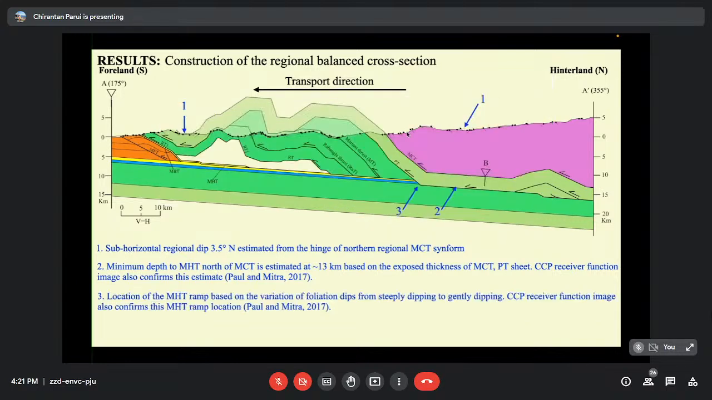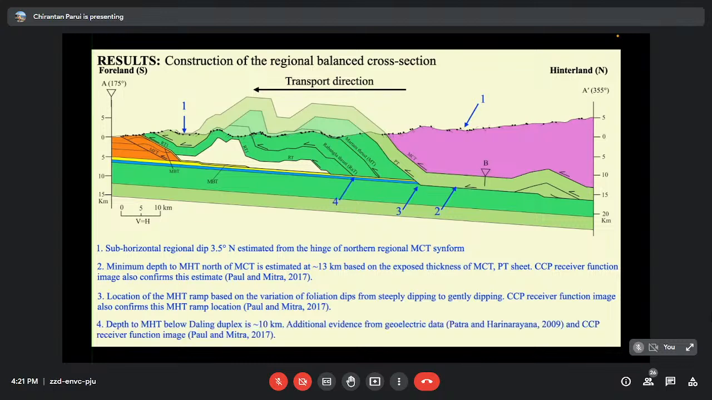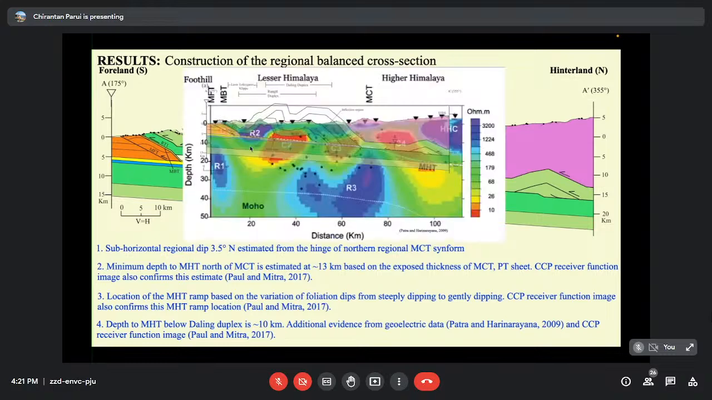Based on the change in orientations from steeply dipping to gently dipping, I constrained the location of the footwall ramp. Additional evidence is coming from the CCP receiver function image, and the depth to the MHT below this duplex structure I have constrained to be 10 kilometers. Additional evidence is coming from the geoelectric data set.